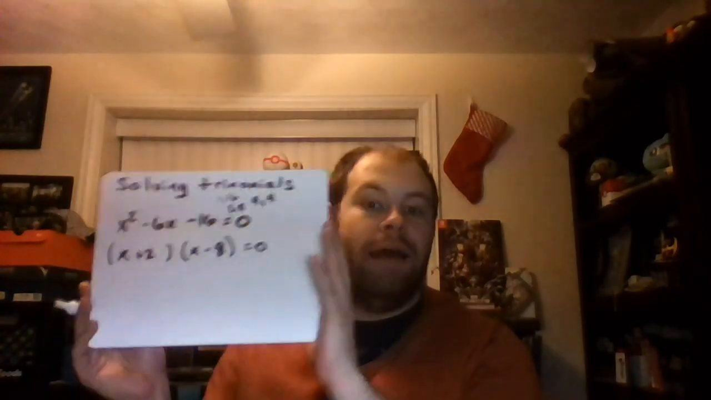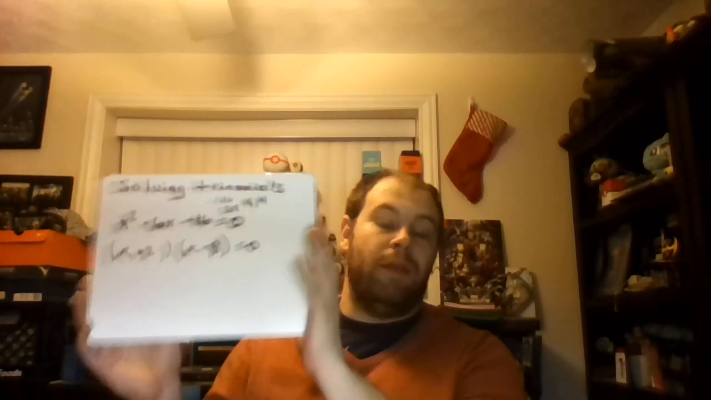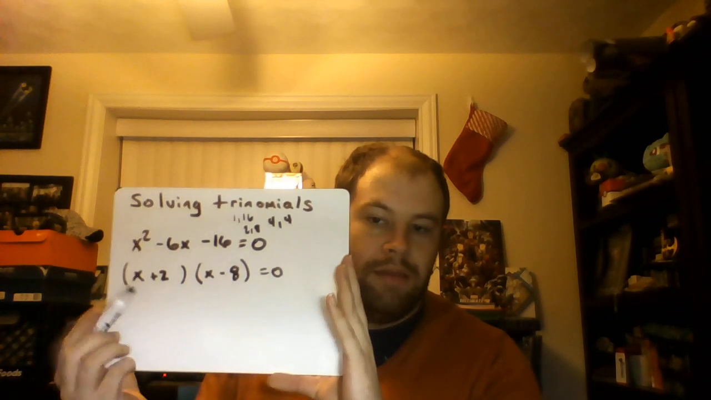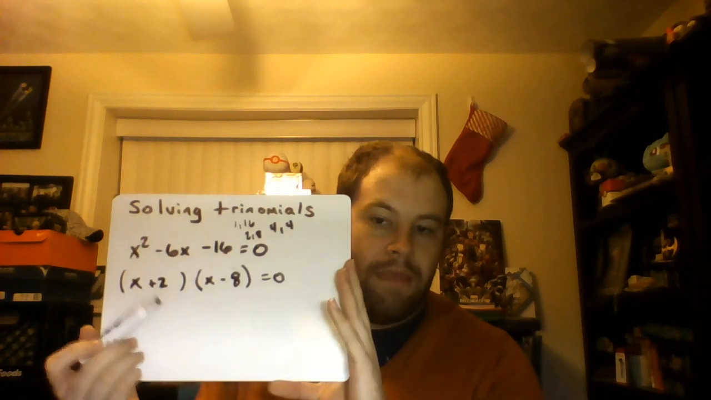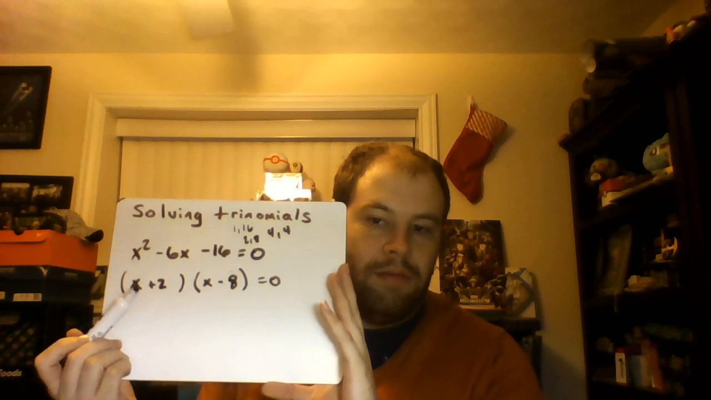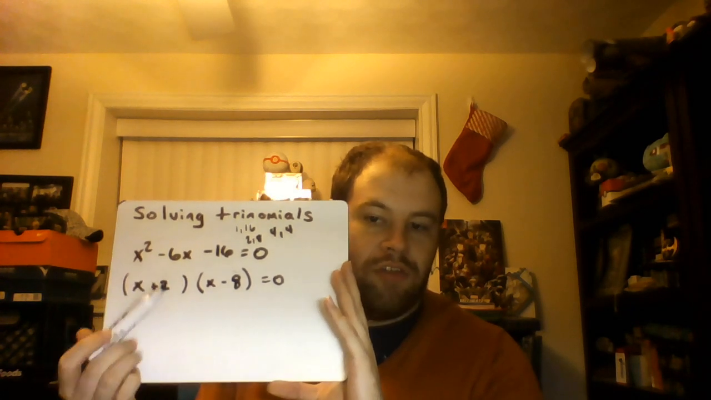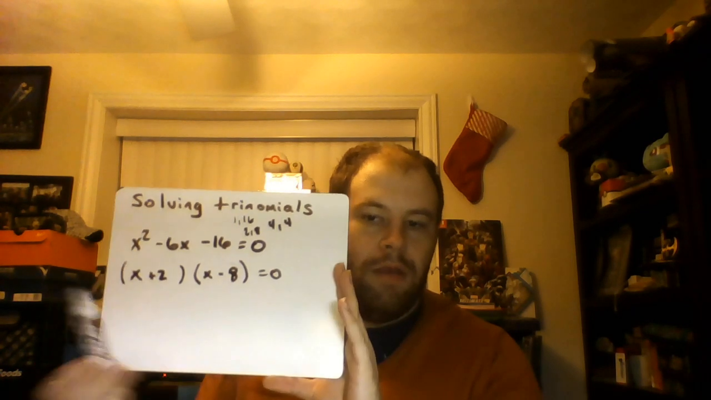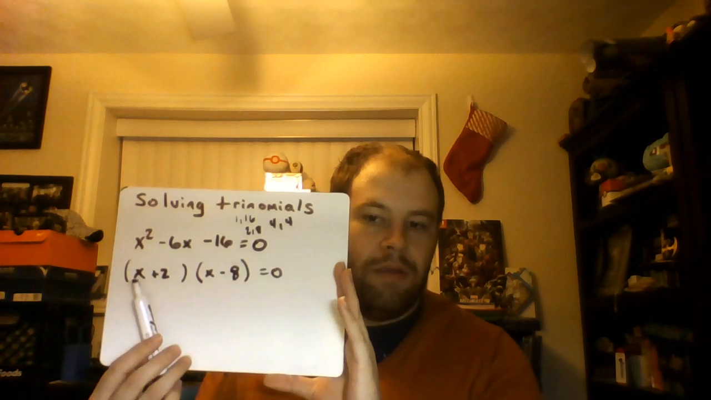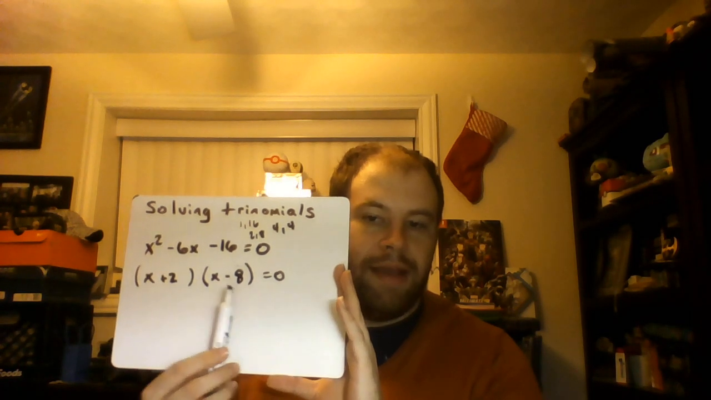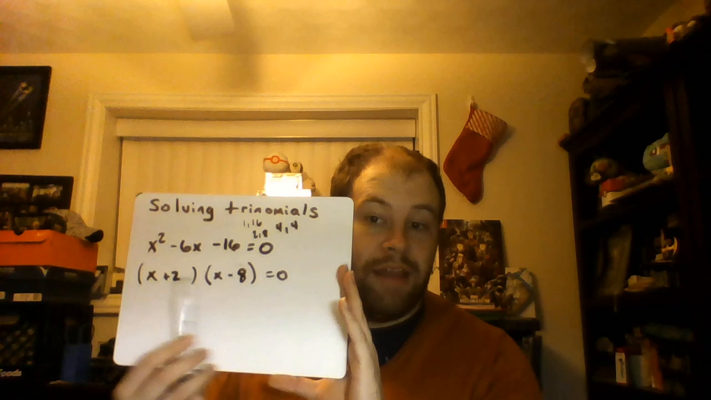Now, how does this work? How does this help us solve an equation? Well, it turns out when you have an equation like this, every number that you can put in for x to make this term 0 solves the equation. Let me show you. If you put negative 2 in here, negative 2 plus 2 is 0. Negative 2 minus 8 is negative 10. Negative 10 times 0 is 0.